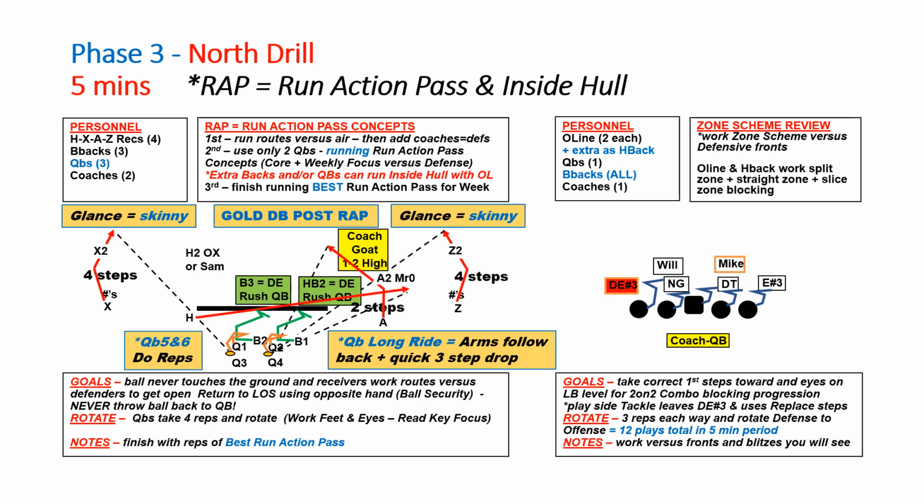We can also do this with a north drill, this phase 3. This is our run action passes. Again, same setup as before. 2 quarterbacks with the receivers getting split field decision making and throws, and then our O-line working scheme. Again, now taking that run action but staying on the line of scrimmage for a run action pass.